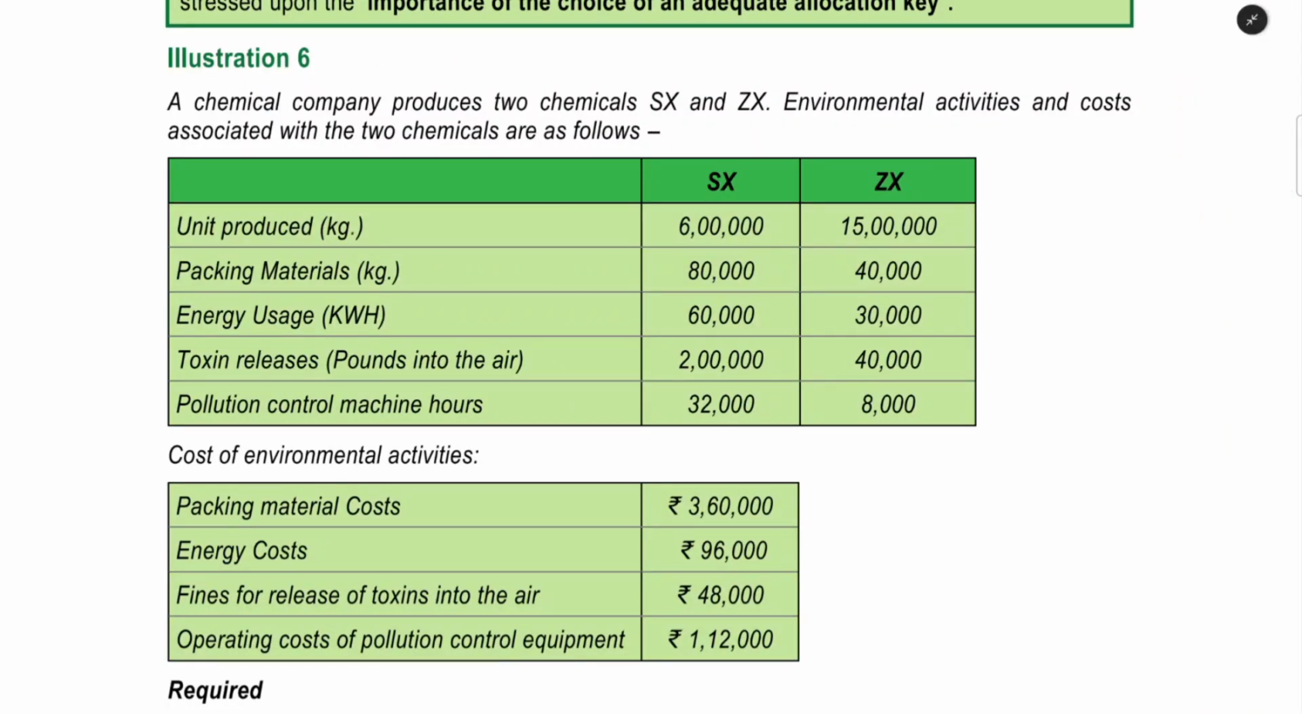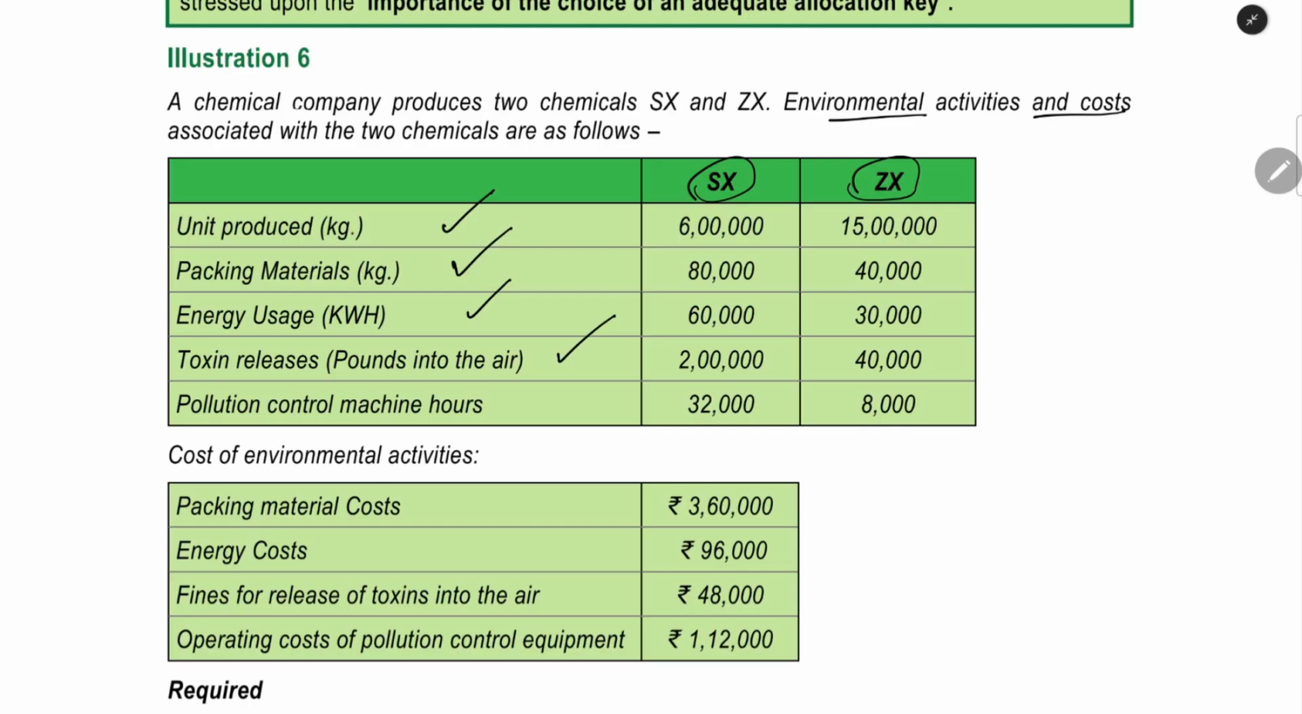Now we are going to see illustration number 6. A chemical company produces 2 chemicals, SX and ZX. Environmental activities and costs associated with them are as follows. For the 2 chemicals, the units produced are given. Packing material, how much you are spending. Energy usage, how much you are using.